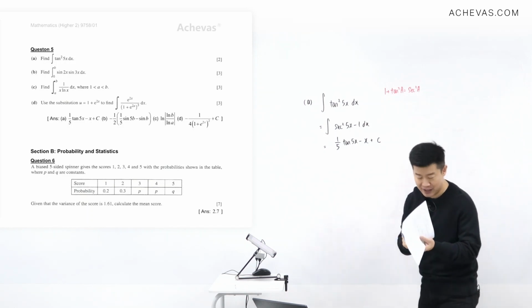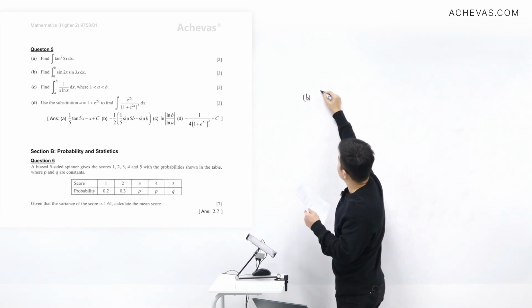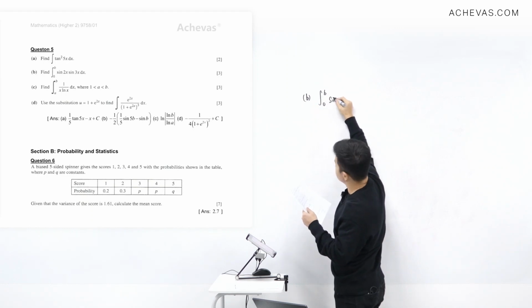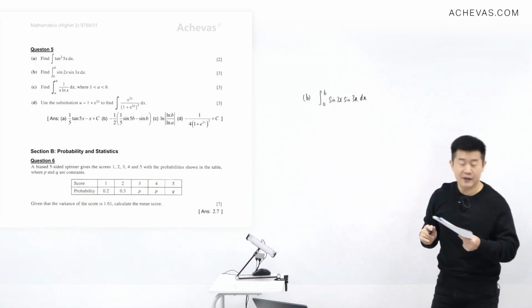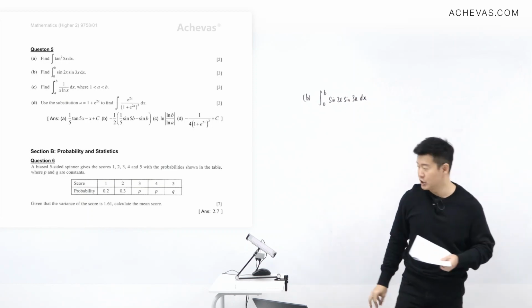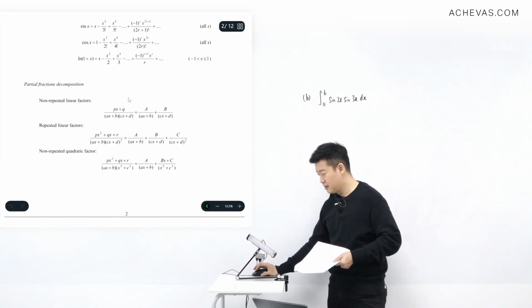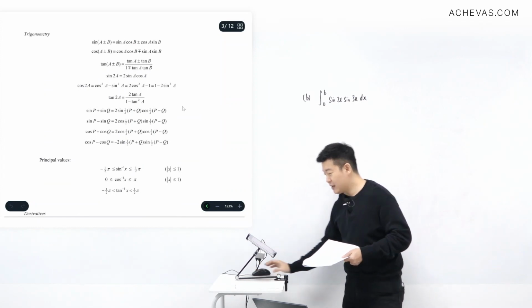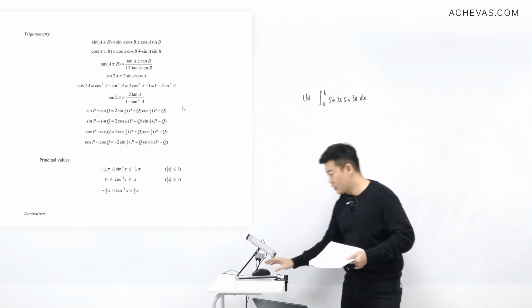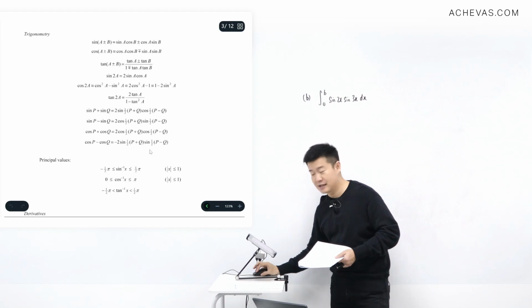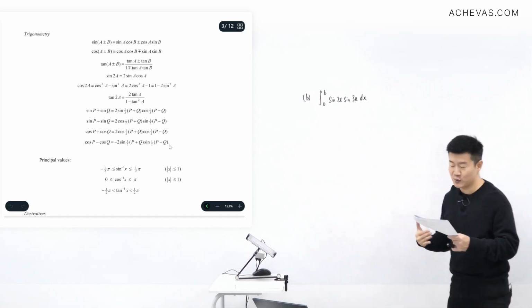Let's move on to part B. In part B, we are supposed to integrate from 0 to b of sine 2x sine 3x dx. To integrate this, we are going to make use of what we have in our formula sheet, our MF26. Let's take a look at the trigonometric identities here. By comparing the identities we currently have to what we have here, sine and sine, we are going to be making use of this sine and sine. It is going to be a P plus Q, P minus Q situation here.